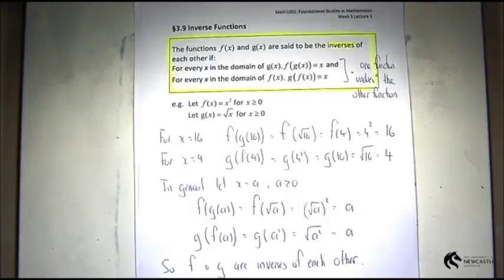I want to find an inverse function, which I shall denote by f inverse x, and I want this function to satisfy f of f inverse x equals x. That's our definition. That's what we know an inverse function does. The function undoes the inverse function.